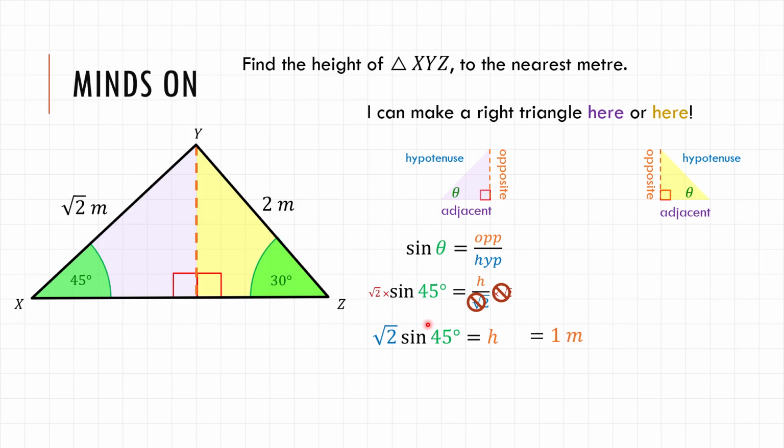And if we were to use the other triangle instead, let's see if we end up with the same answer. That would confirm that we're correct. So if we take sine of angle 30 degrees, that is opposite, which is the height of the triangle, divided by 2, which is the hypotenuse. If we multiply both sides by 2, we'll find that 2 times sine of 30 is equal to the height. And yes, in fact, that is also 1 meter.